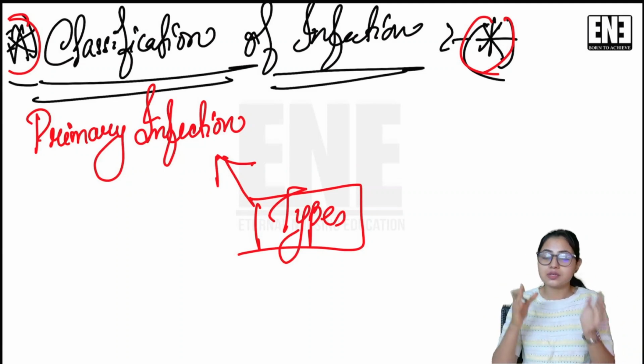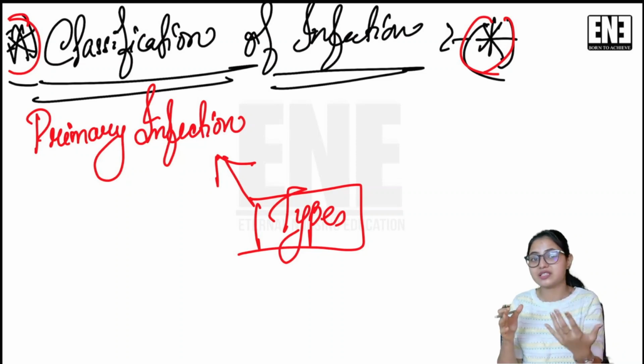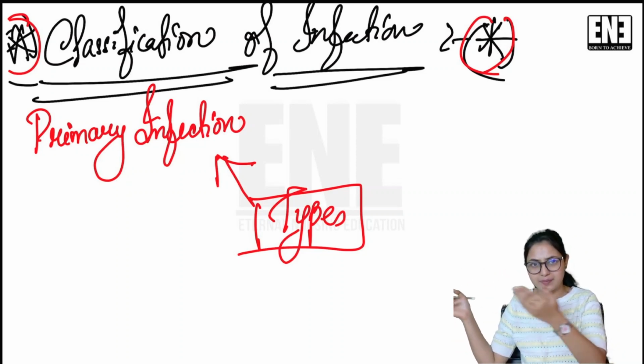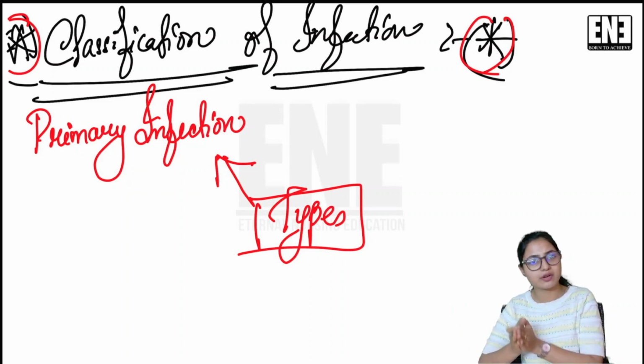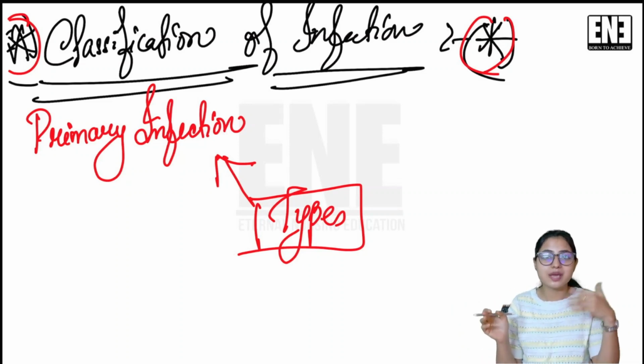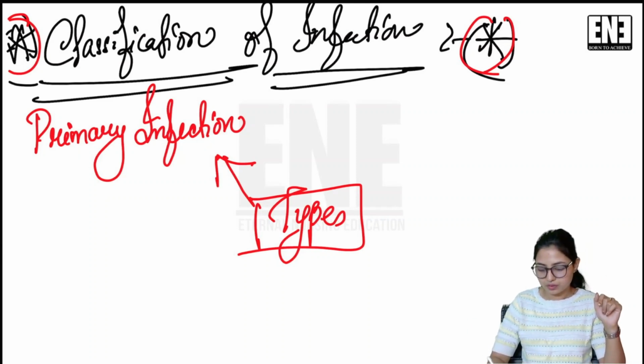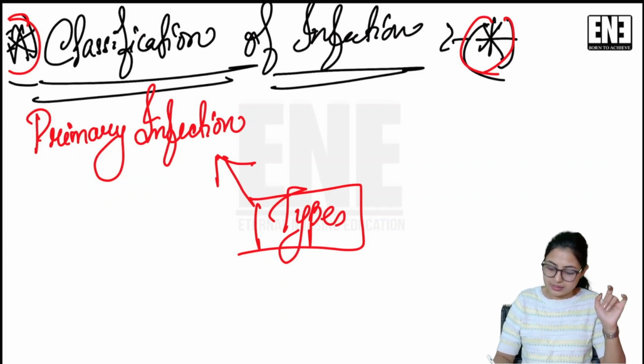Means a person or an individual who is getting infected by a pathogen for the first time, any bacteria or any virus or any microorganisms, जिससे वो first time the person is getting infected, that is primary infection. Okay, next is your reinfection.